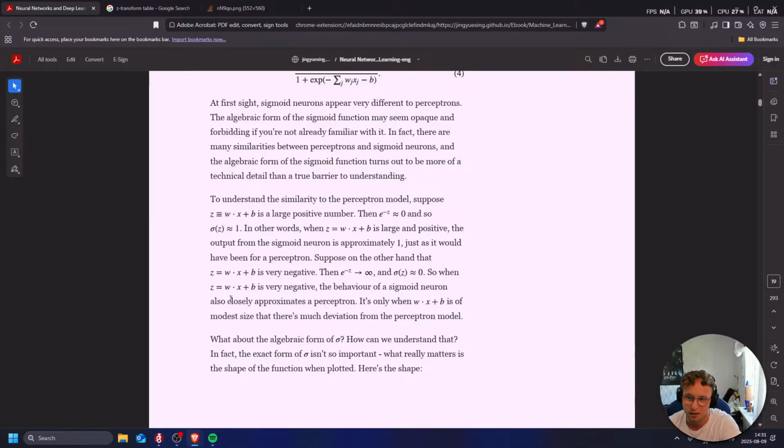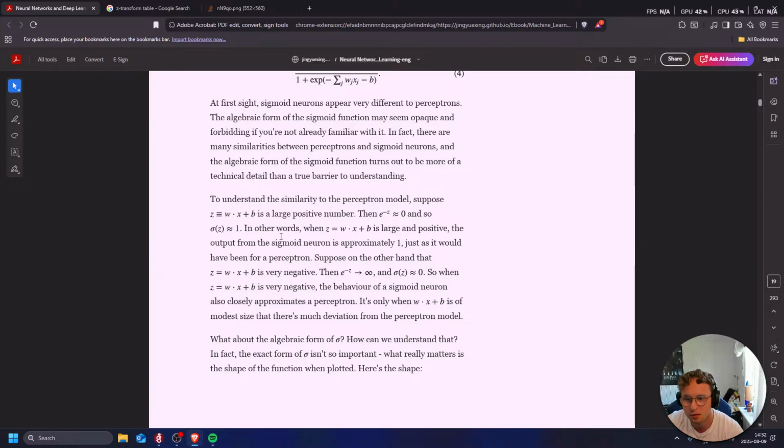It's only when z, the weights dot the inputs plus the bias, is of modest size that there's much deviation from the perceptron model. So it basically means that if the input is super large in a positive way, we get close to a point where we have almost the same value as a perceptron, and it's the same in the vice versa scenario. But if we are between those two scenarios, then we have a very different type of behavior.